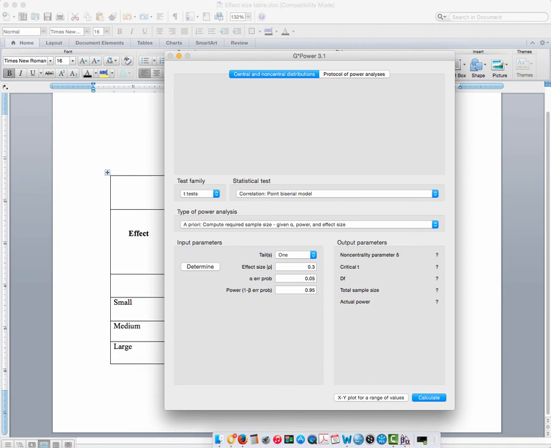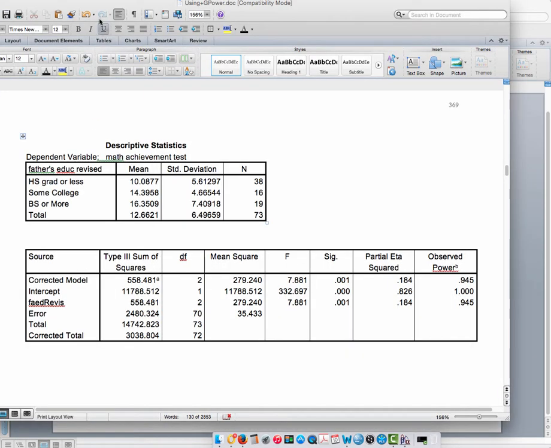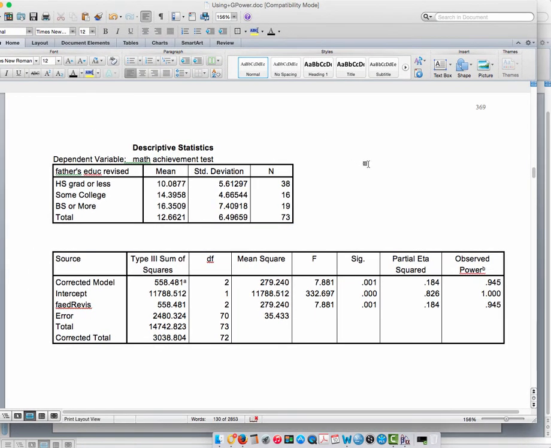For this G*Power example, I want to show you how we can use this program to determine the number of participants that we would need for ANOVA designs when planning a study. So this example is one of the first analyses that we ran this semester.